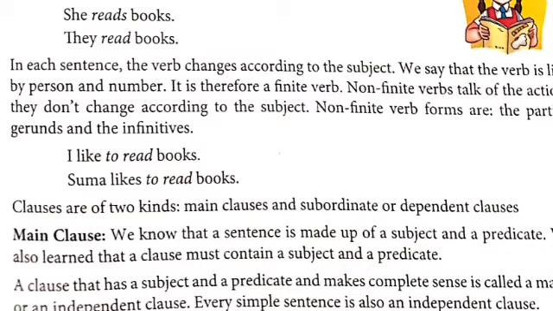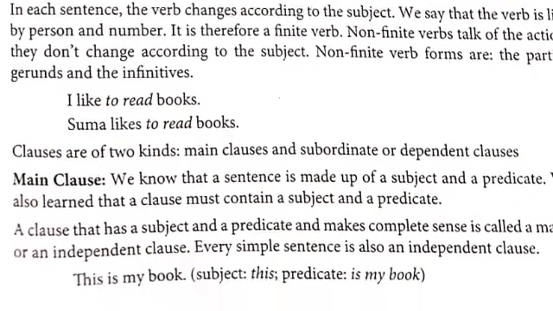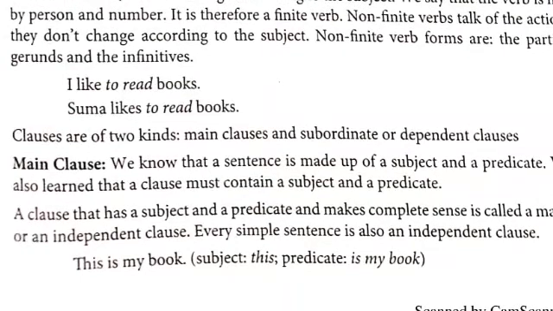Clauses are of two kinds: main clause and subordinate or dependent clause. Now what is a main clause? We know that a sentence is made up of a subject and a predicate. We have also learned that a clause must contain a subject and a predicate. A clause that has a subject and a predicate and makes complete sense is called a main clause or an independent clause. Every simple sentence is also an independent clause.